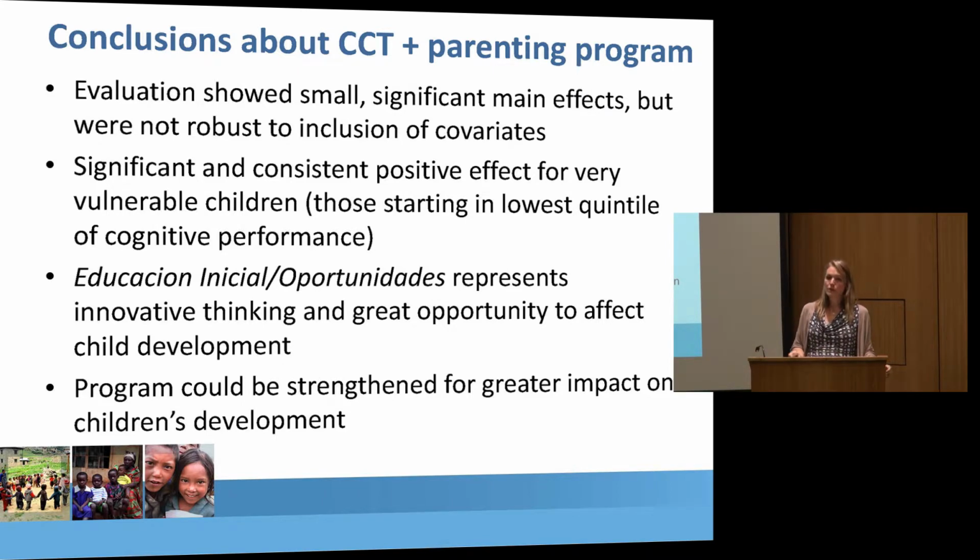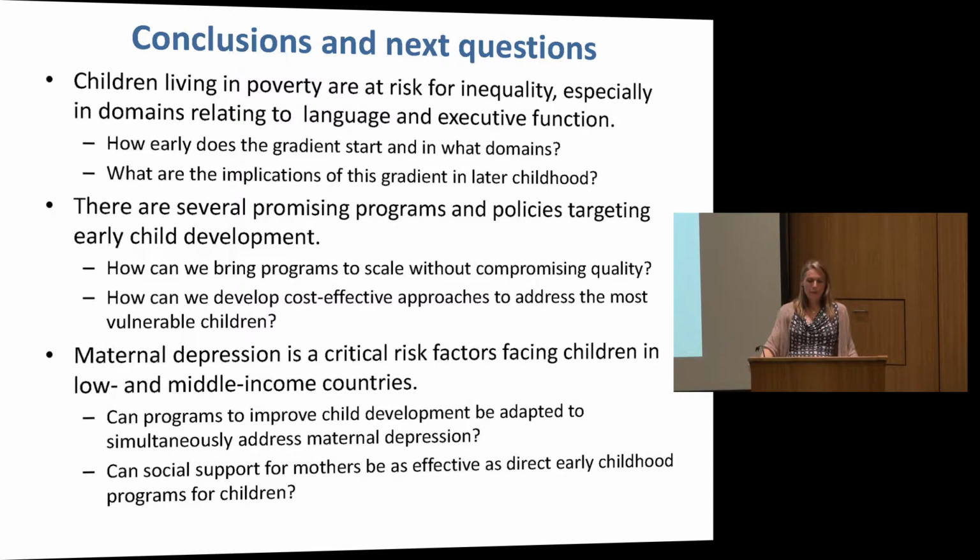So in terms of conclusions for my talk in general, and what I'm thinking about in terms of next questions, what I hope I've showed you today is children living in poverty are at risk for inequality, and this is true even in homogeneously poor communities, and it also seems to be particularly true for domains relating to language and executive function, which we know to be crucially important. Follow-up questions for me are how early does this gradient start and in what domains, and what are the implications later? So that's why I think we'll learn a lot when we can follow up those children for whom we have baseline information.